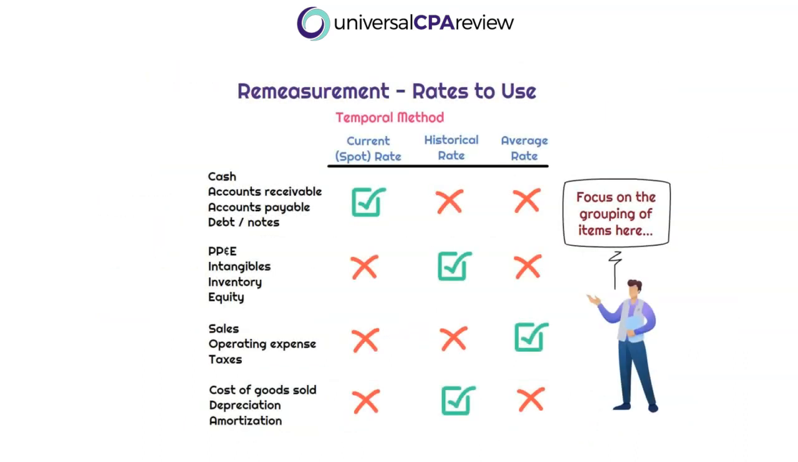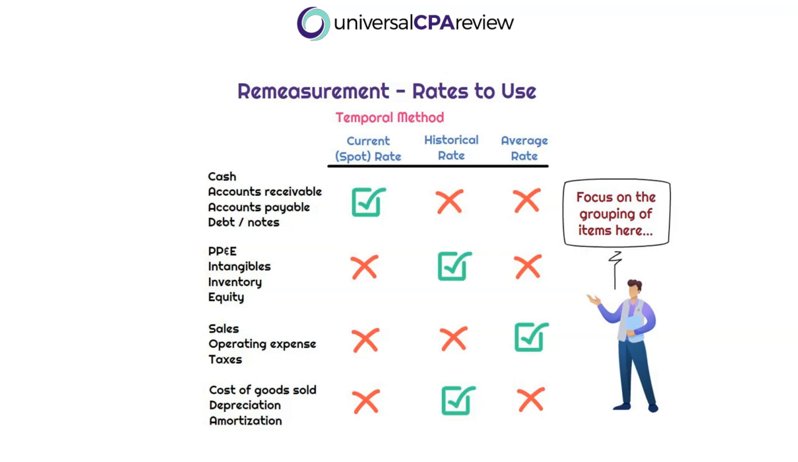So now that we understand remeasurement and translation at a conceptual level, I mentioned that we need to use exchange rates to remeasure and translate the financial statements. But what makes remeasurement and translation tricky is that we use different types of rates for different accounts in our financial statements. So let's tackle remeasurement first. As you can see in the visual, remeasurement, which is also known as the temporal method, can use either the current or spot rate, the historical rate, or the average rate.